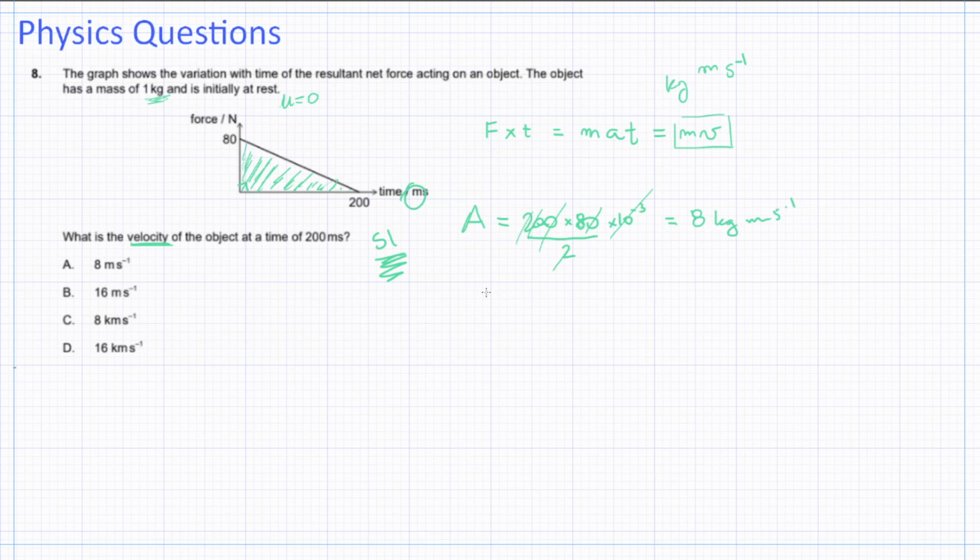So if I divide this area by the mass, I would get something in the unit of meters per second. Since the mass is 1 kilogram, this would be 8 kilograms meters per second divided by 1 kilogram. So we just get rid of the units. So this would be 8 meters per second. Letter A.